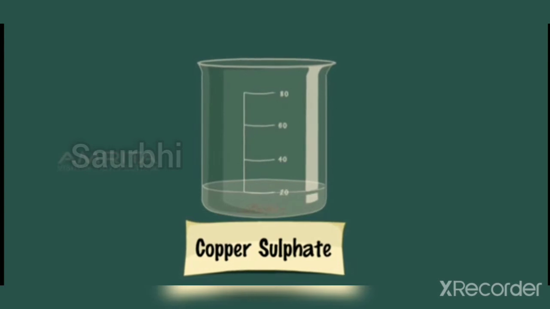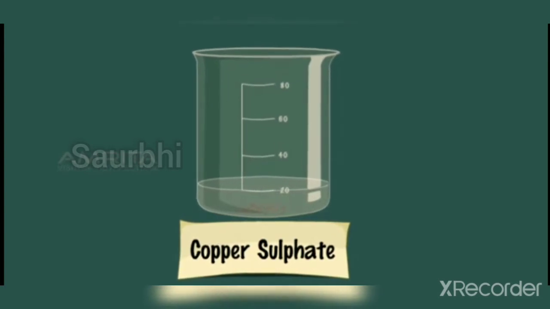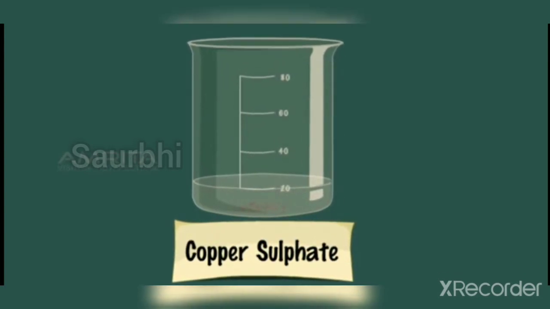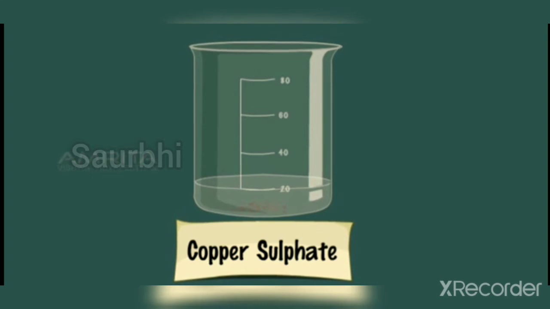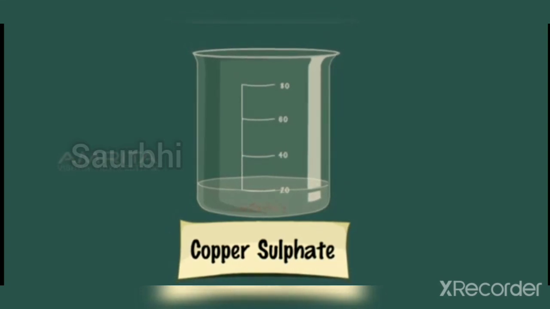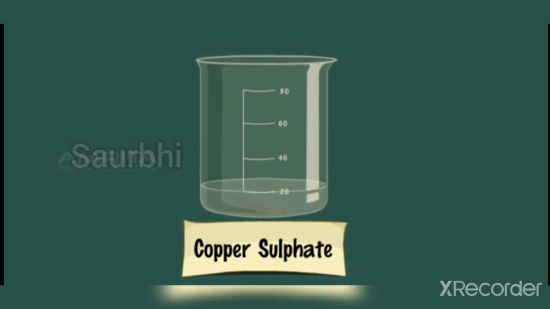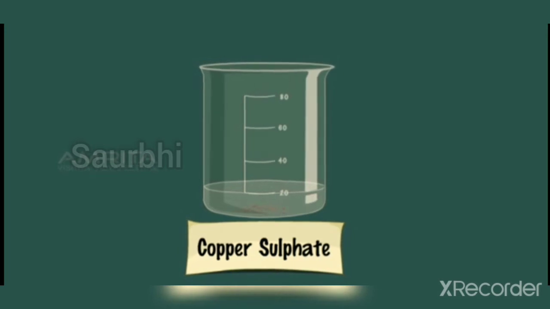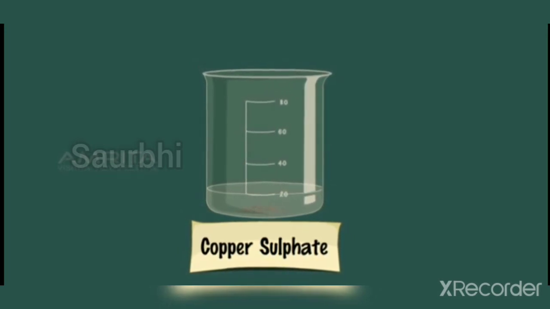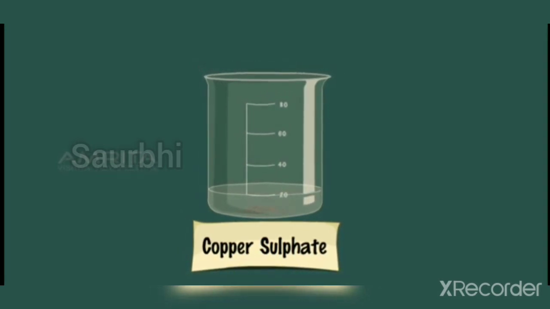In case of copper sulfate solution, the blue color of the copper sulfate disappears and the red particles of copper settle down at the bottom of the beaker. It indicates aluminum is more reactive than copper and it displaces the copper from CuSO4 solution and forms a colorless solution of Al2(SO4)3.